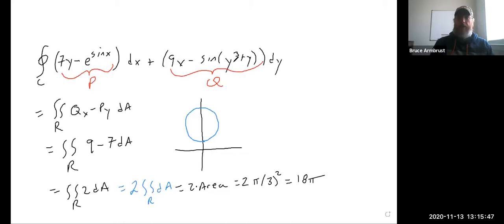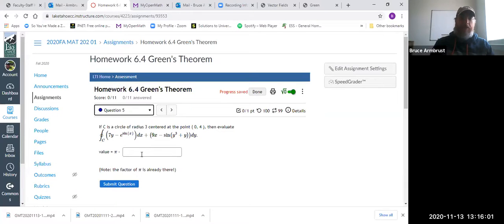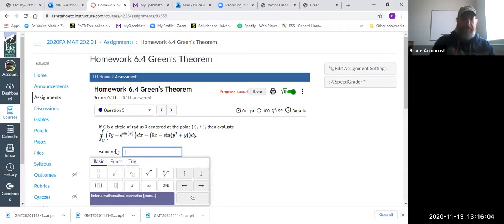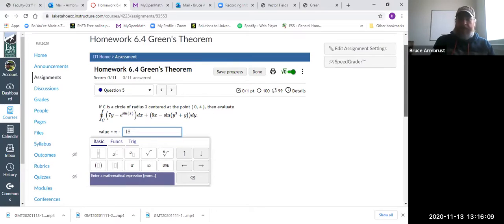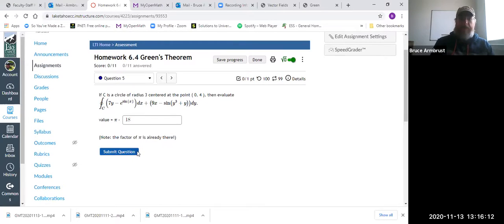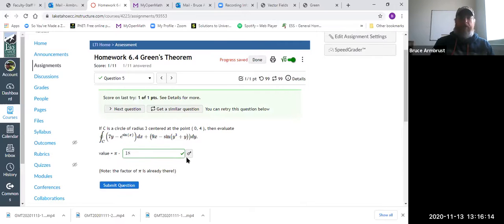All right, so how are we feeling about it? I'm going to go get the points. I haven't earned any homework points in a long time. They said we already have our pi, so I only need to put an 18 here. So submit my question. Yes, green check mark. Anyway, this is why we like Green's theorem, because it takes horrible line integrals and can sometimes make them really easy double integrals.